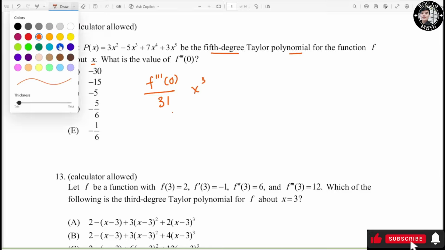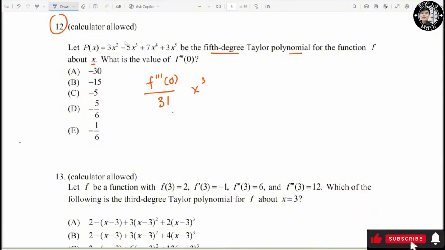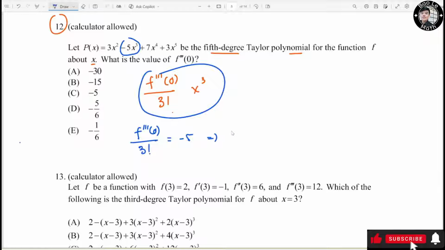Now we just match this up: negative 5 s cubed and this term right here, right? So we have the coefficient f triple prime of 0 over 3 factorial equals negative 5, right? So f triple prime of 0 equals negative 5 times 6, which is negative 30, right? The answer must be A.